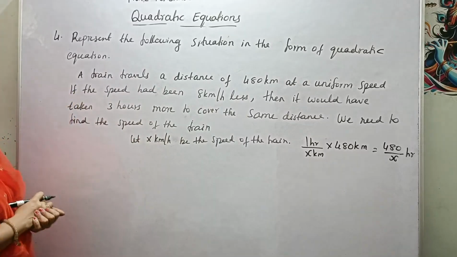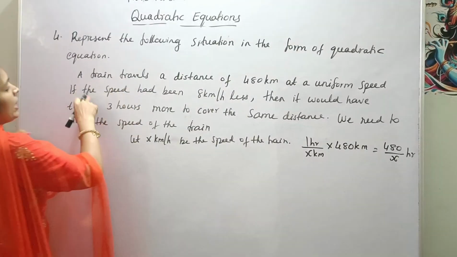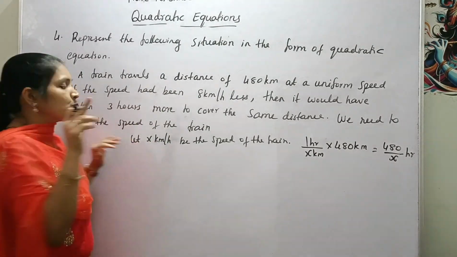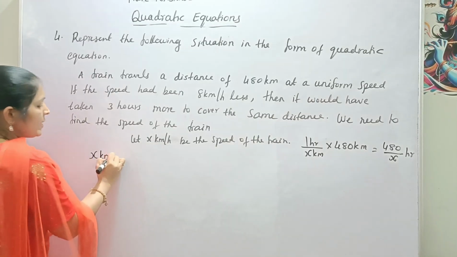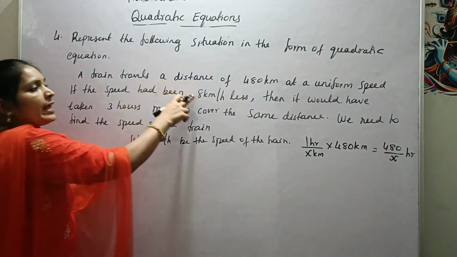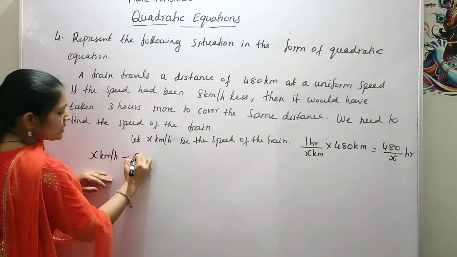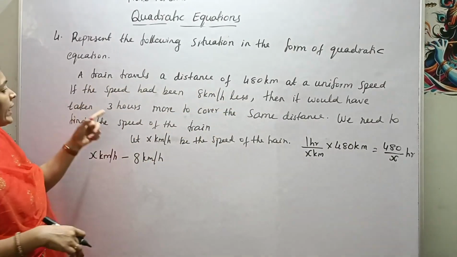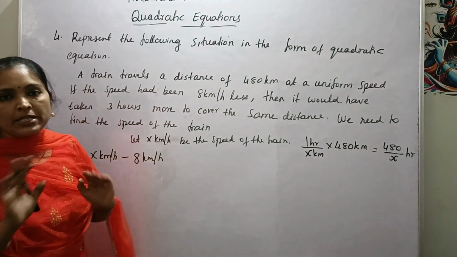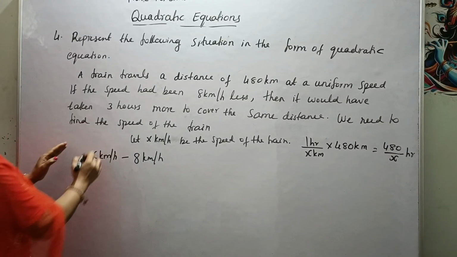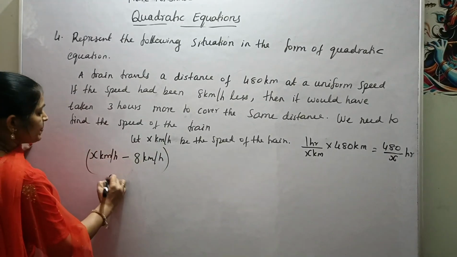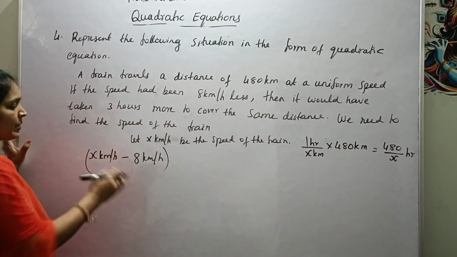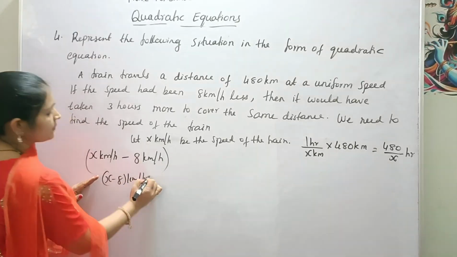Okay. And then it is given that if the speed had been 8 kilometer per hour less, the initial speed was x kilometer per hour, and 8 kilometer per hour less is x minus 8 kilometer per hour, then it would have taken 3 hours more to cover the same distance.